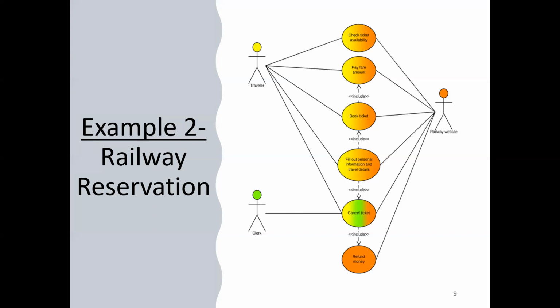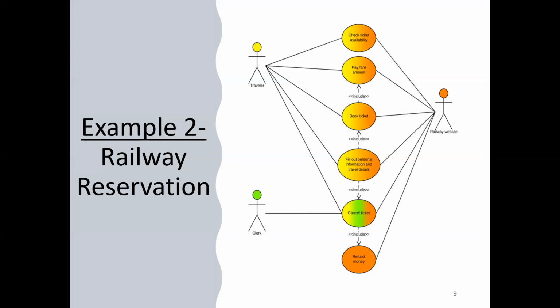Another question: what's missing from the use case diagram? Is something missing? Think again, think wisely. Yes, there is something missing: the system boundary. So the system boundary is missing from this diagram.